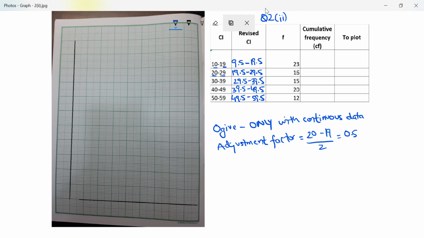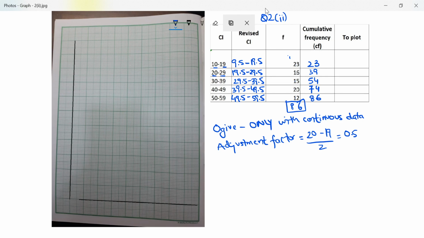So how do I do it? Well, the first one remains 23. I add 16 to it, so that's 39. 15, that's 54. 20, that's 74. And 12, that's 86. I suggest that we add to check that our addition has been correct. 9, 14, 16. That's fine. 2, 3, 4, 5, 6, and 2, 8. Perfect. So our addition was correct.